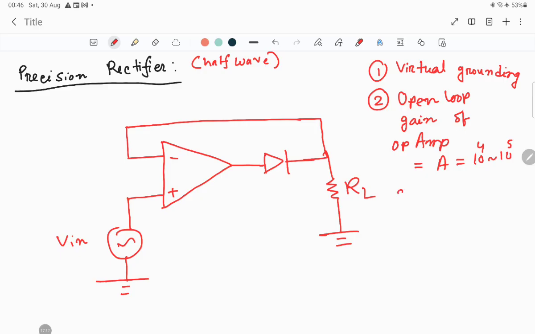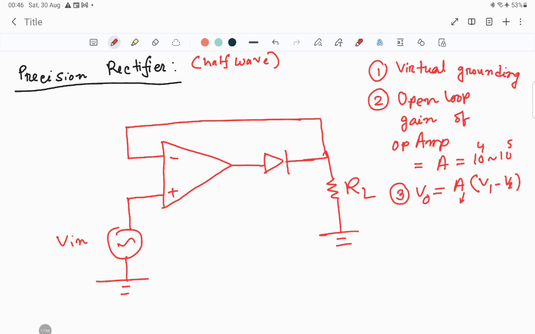Then the output, the V out, will work in terms of A times (V1 minus V2). This is the open loop gain. So in this manner it will try to work. Now I hope all these things are well known to you, what is the virtual grounding, or the virtual node concept.